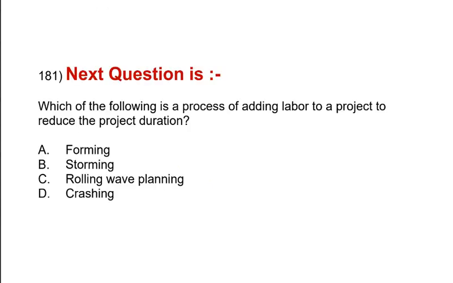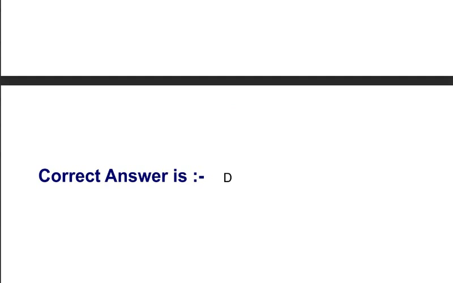Question is, which of the following is a process of adding labor to a project to reduce the project duration? Option A. Forming. Option B. Storming. Option C. Rolling wave planning. Option D. Crashing. Correct answer is option D.